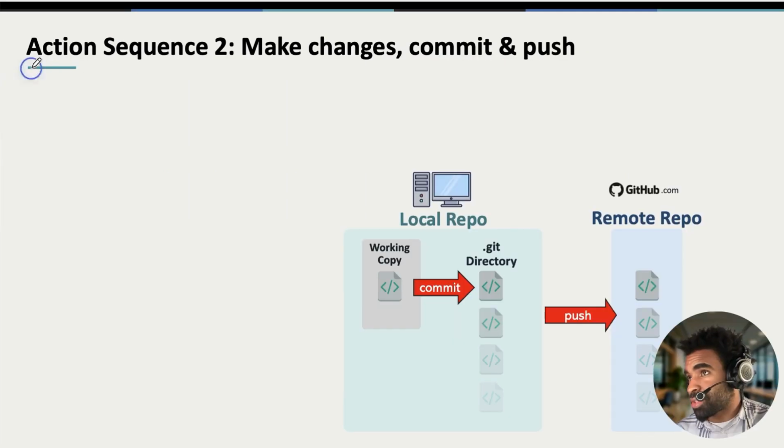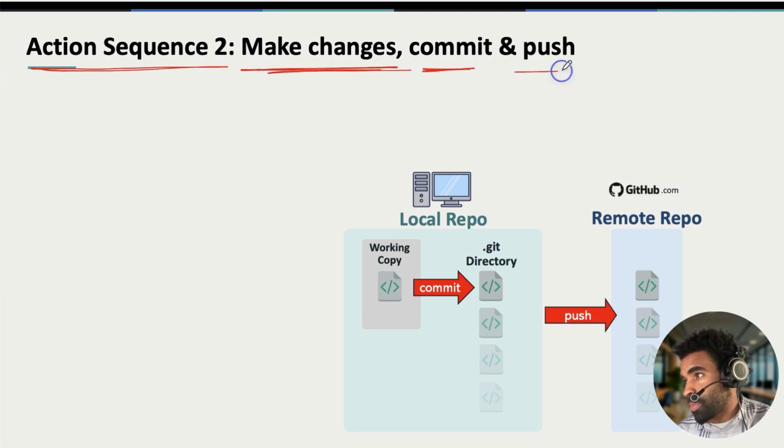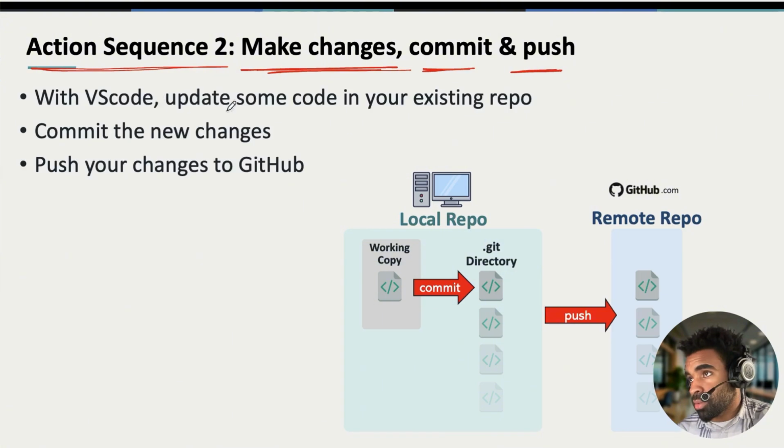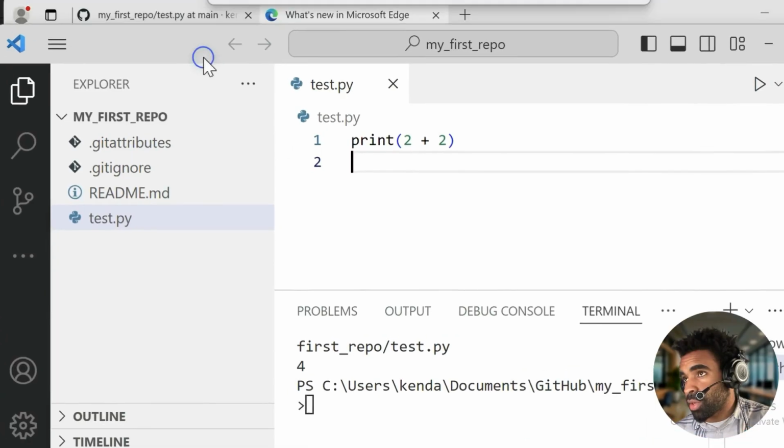Now let's go on to action sequence 2. Here we're going to make some changes in an existing repository. We'll commit our changes and then push that to github.com. Going through that again with VS Code, we update some code, we commit, and then we push. So let's go to VS Code to do that.